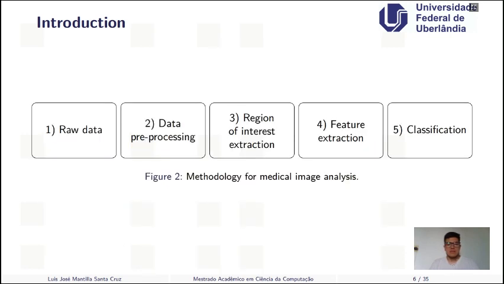The methodology presents 5 steps. The first one is raw data, basically collecting raw data. The second one is data preprocessing, where we have many operations that we can do. The third one is region of interest extraction, basically identifying regions. The fourth one is feature extraction, basically getting some parts of the sources to be considered important. And finally, the classification.